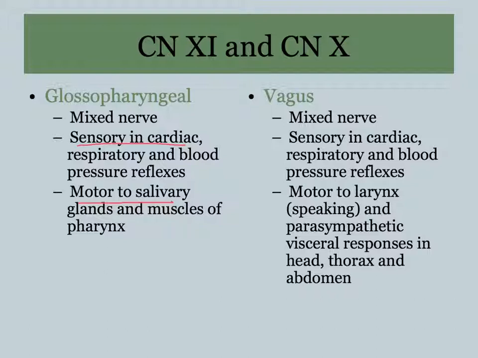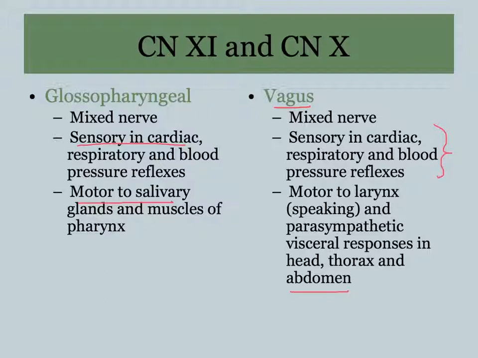The vagus nerve is a rather important nerve that moves beyond the head because it will go all the way down to the abdomen. It's a mixed nerve. It's involved again in reflexes, maintaining heart rate and respiratory rate and blood pressure.